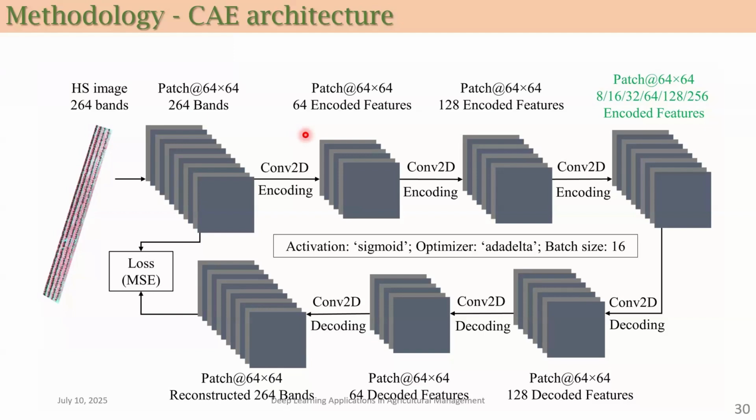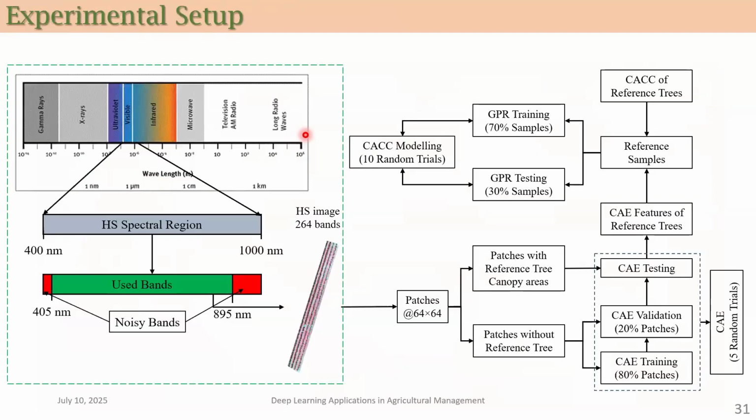So just to give you an idea, to summarize the results that came out, this is a basic experiment that we did for about 10 random trials. We have used various deep learning neural network approaches to come up with the best way to get the canopy averaged chlorophyll content estimation.